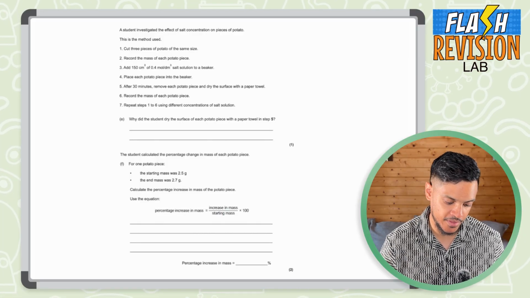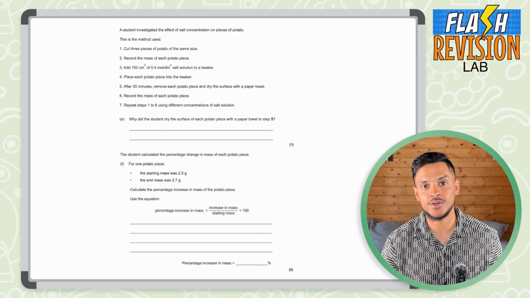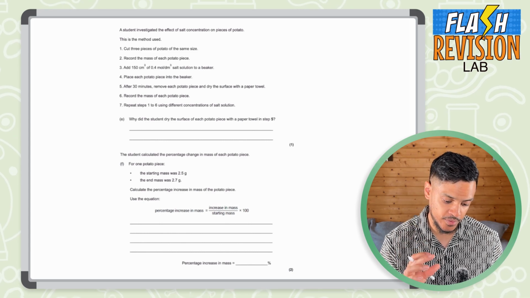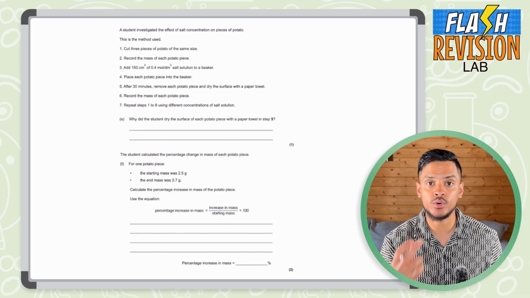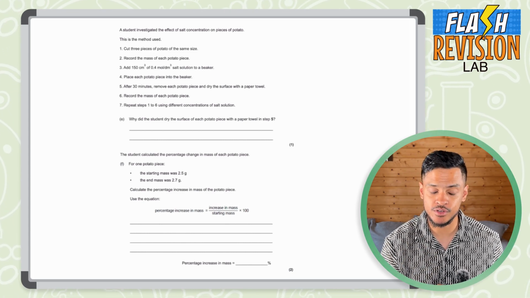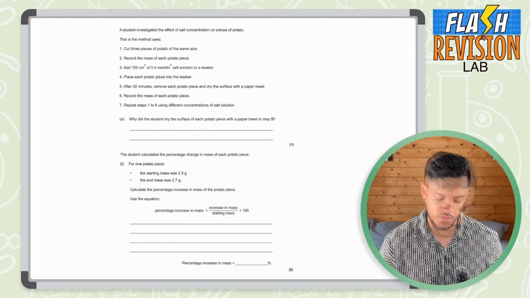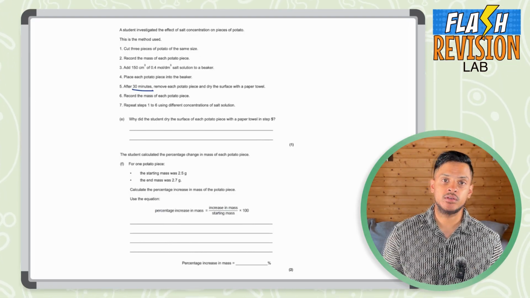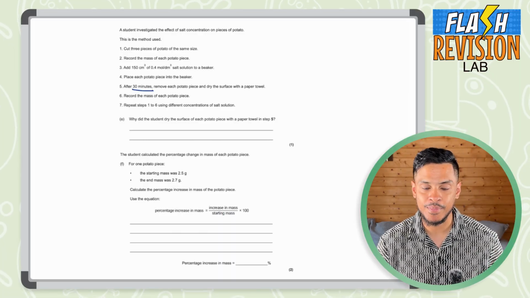Right, we have a question on osmosis here. We've got a method for carrying out the potato experiment. So this is when you get chunks of potatoes, you cut them up into pieces, you record their mass, then you add them to solutions for a set amount of time. So here it says 30 minutes. And then after that, you take them out, pat them dry, and record their mass again.